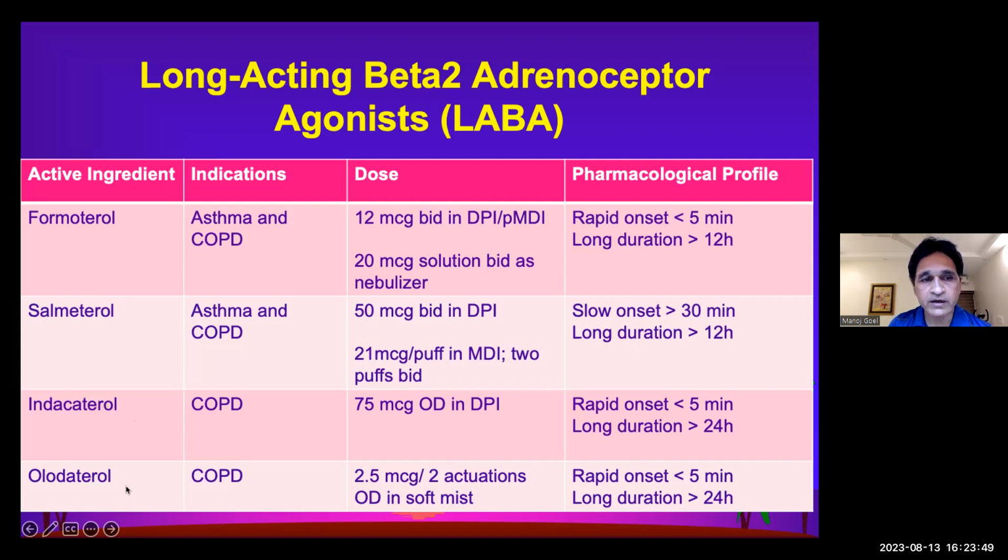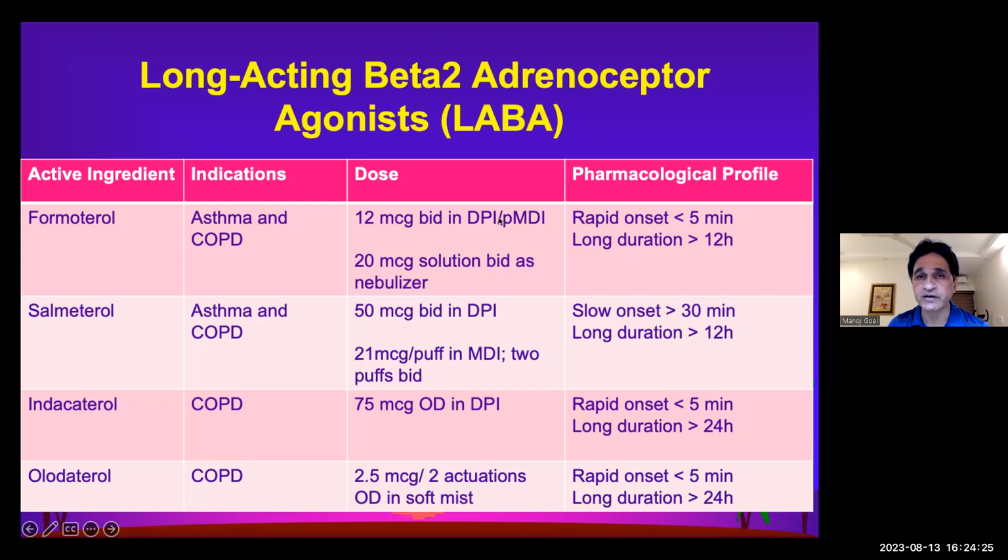Indacaterol and olodaterol are the newer introductions of LABAs. They have the advantage of rapid onset of less than 5 minutes and a long duration of more than 24 hours. So they're also called ultra-LABAs because of their long duration of action. But although indacaterol and olodaterol have a rapid onset of action, they are not used for reliever therapy. They're only used for maintenance therapy because of their very long duration of action. So formoterol is the only one which is used for reliever therapy as a LABA. And it's a very important drug, as a matter of fact.